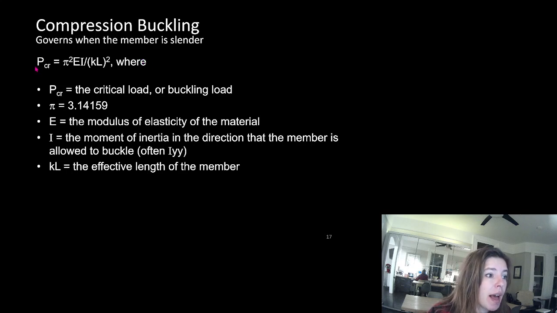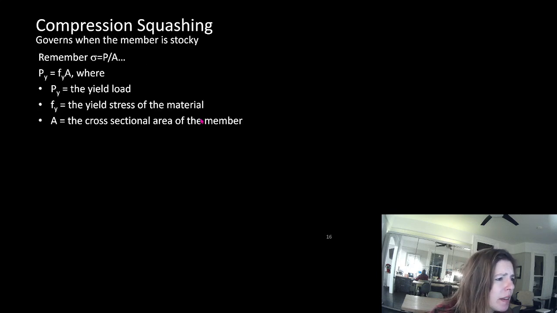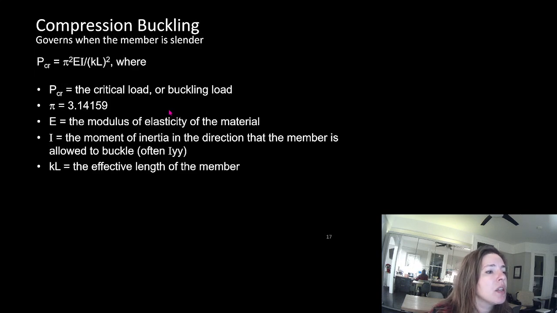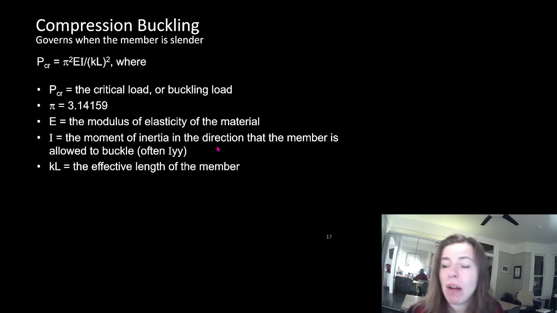It's got a somewhat complicated equation here. So PCR is the critical buckling load, or the buckling load. Pi is easy. E is the modulus of elasticity of the material. That's easy. I is the moment of inertia in the direction that the member is allowed to buckle.